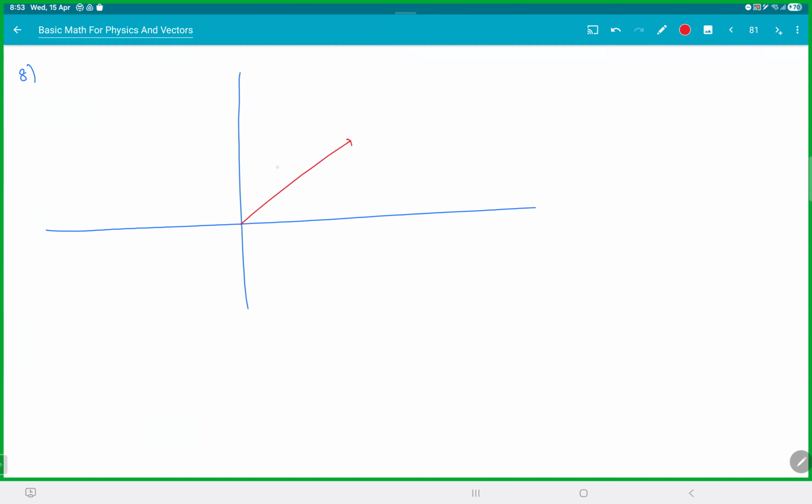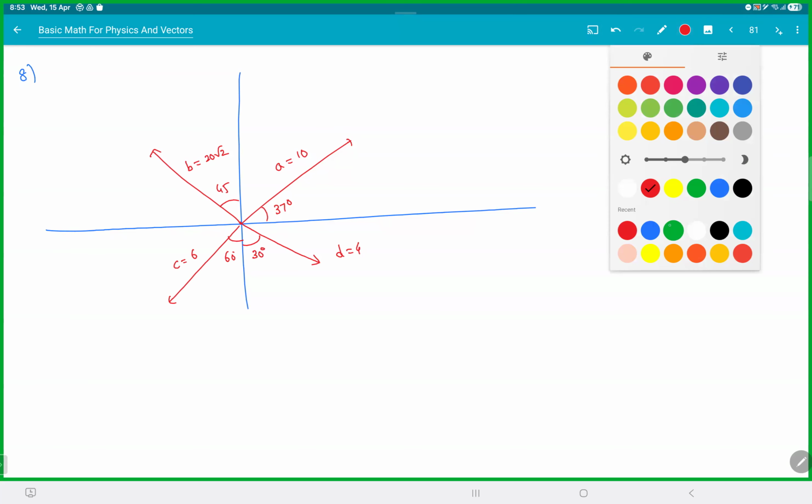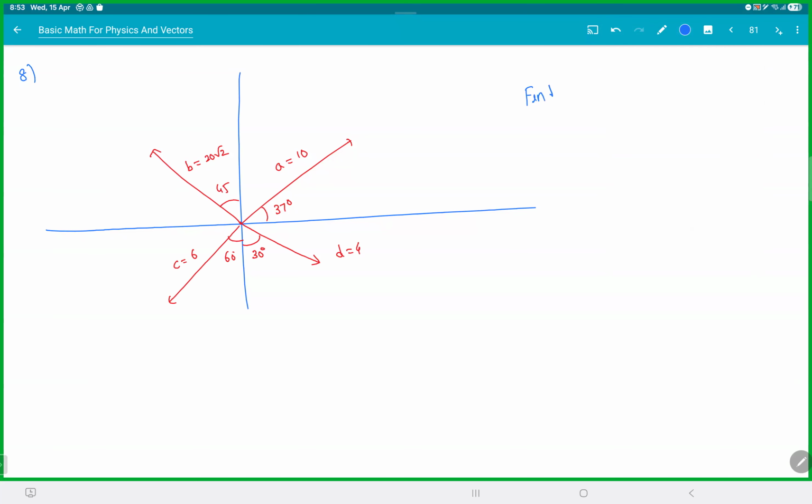So this is the first vector. Let's say A is equal to 10, and let's say this is 37 degrees. Let's say this B is 20 root 2, and this is 45. The C is 6, and let's say this is 60 degrees. D is 4, and let's say this is 30 degrees. So there are 4 vectors, magnitudes and angles are given. Find A bar, B bar, C bar, D bar, A bar plus 2B bar, and 2C bar minus D bar.